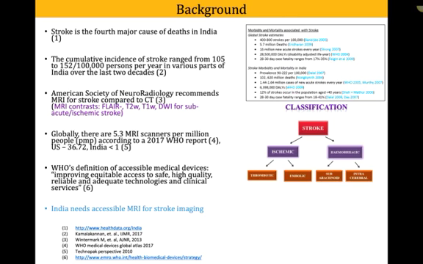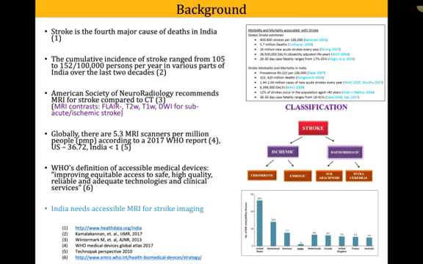Globally, there are 5.3 MRI scanners per million people. In the US, it's about 36.72, but India is a mere less than one. Couple this to India's population of 1.32 billion people, this then becomes challenging to accomplish WHO's definition of accessible MRI devices, which is to improve equitable access to safe, high quality, reliable, and adequate technologies and clinical services. So, one might feel that India would actually need accessible MRI for stroke imaging.